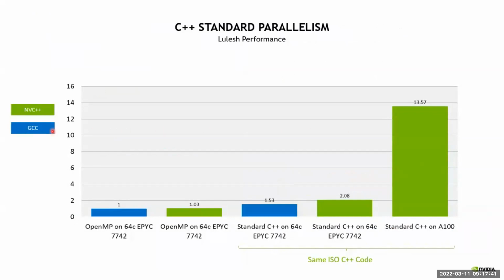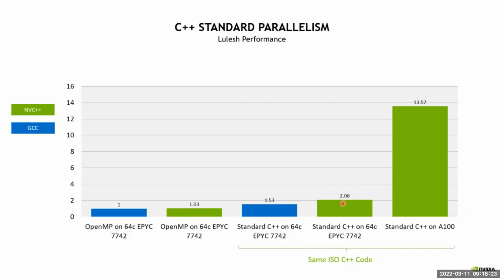On this graph, the blue bars represent the GNU compiler, G++, and the green bars represent NVIDIA's NVC++ compiler. The first two bars are running on a modern 64-core AMD EPYC CPU, and you can see that the OpenMP version performs roughly comparably regardless of which of these two compilers you use. Looking instead at the ISO C++ version, you can see these three bars. The first two are running on the exact same CPU using the exact same version of the compiler, but using the ISO C++ version. So using G++, you can see we got about a 50% performance improvement, and using NVC++, about a 2x performance improvement.